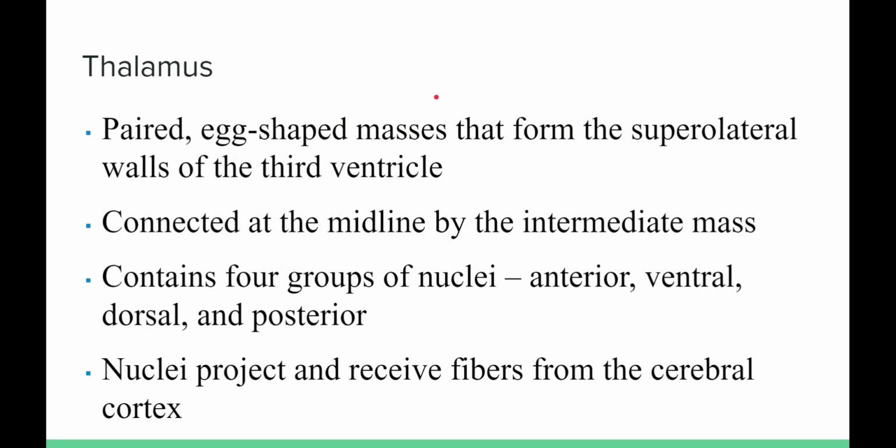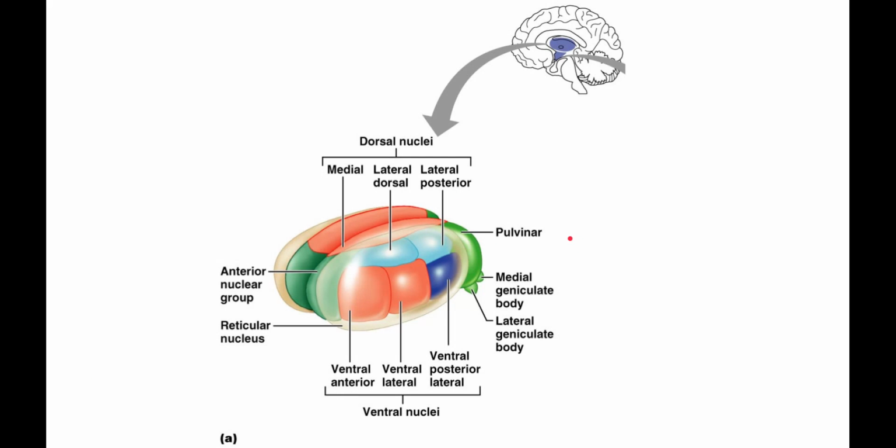Okay, so the thalamus, it's paired egg-shaped masses, and those form the superior lateral walls of the third ventricle. Again, don't stress too much about that. You do need to know about the thalamus, but you don't need to be able to tell me that it's in the third ventricle. You need to be able to point it out on the diagram. You need to tell me the purpose of it. Okay. And I included this picture because it just looks fun. It's really what it comes down to. You don't need to know the different nuclei that make it all up. Just that's where it comes from.